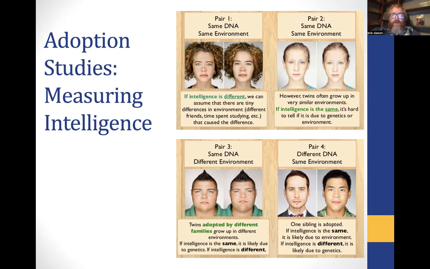In pair three, you have the same DNA and a different environment. So now the twins are adopted by different families, but grow up in different environments. If the intelligence is the same, it is likely due to genetics. If intelligence is different, if on pair four you have different DNA in the same environment. So here one sibling is adopted. So if intelligence is the same, it is likely due to the environment. If intelligence is different, it is likely due to genes.